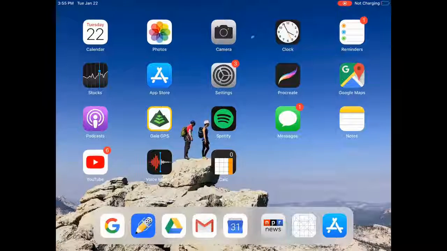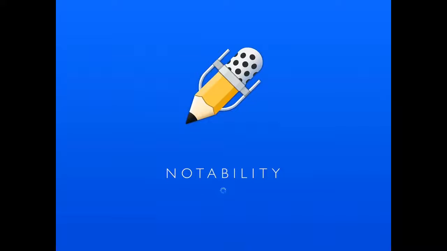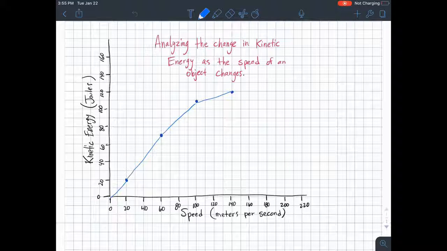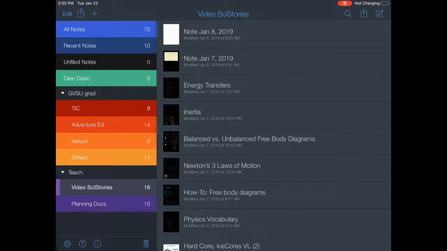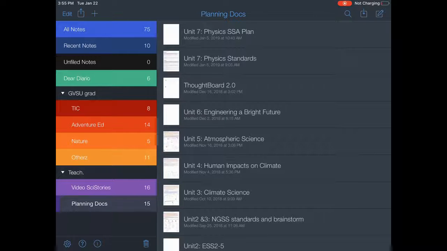I want to bring you here to my iPad because I use my iPad for planning purposes, and I use this app called Notability. So you can see what I've been working on, but I need to go to my planning docs, and I want to show you my planning docs because this is really what gets me started on the whole personalized learning journey.